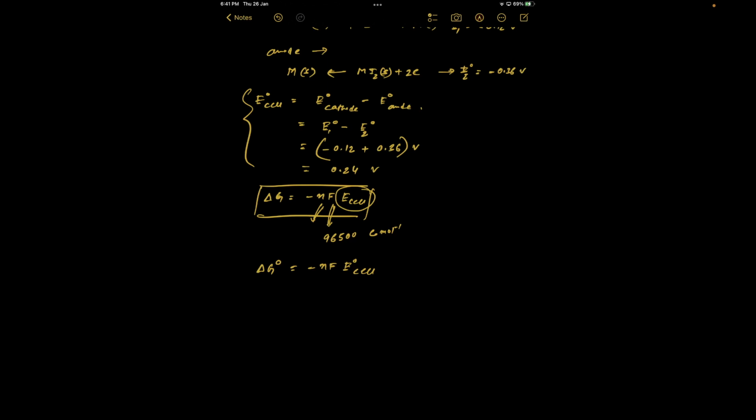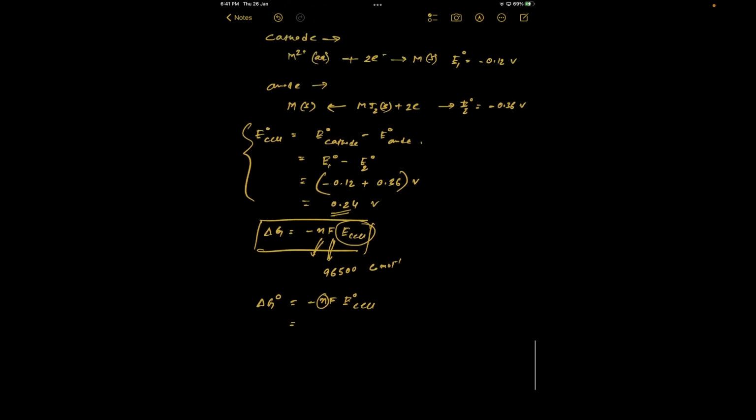right? So E0 cell you got here is 0.24 volt. And N, what is the N? N is the number of electrons that are participating in the electrochemical cell reaction. Now let's just consider the cathode reaction here. What is happening is M2 plus, which is in aqueous condition, a 2 plus positive ion, will take 2 electrons, then it will reduce to M solid, metal solid, right? So what is the number of electrons participating? 2 electrons are participating in the cathode reaction. Similarly, 2 electrons are participating in the anode reaction. So basically N will be equal to 2 here.